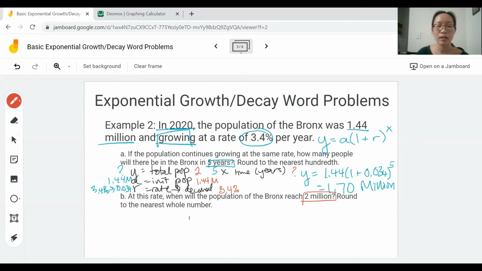So here, instead of y is equal to a times 1 plus r to the x, I have 2 is equal to 1.44 times 1 plus 0.034 to the x. And because I don't know what this x is, I'm going to graph y equals 2 and then y equals this whole expression and see where it takes me.